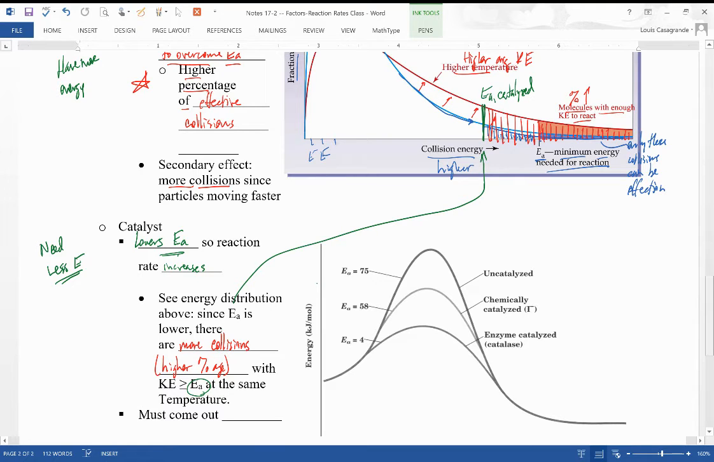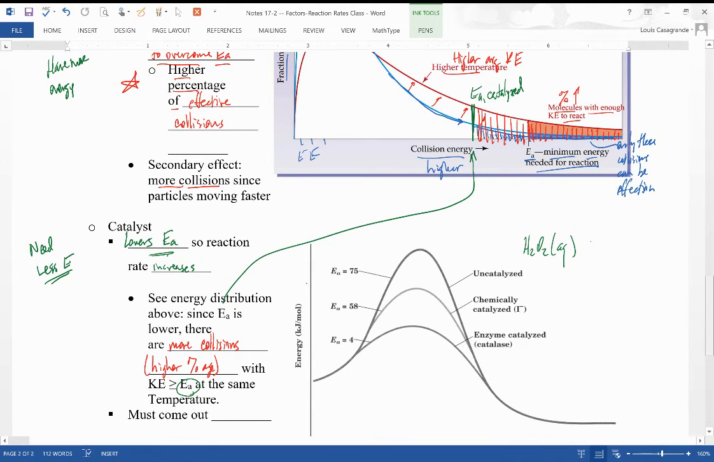This diagram at the right is for the decomposition of hydrogen peroxide. It's an aqueous solution, and we actually saw this reaction in our reactions lab. So hydrogen peroxide decomposes into H2O, which is a liquid, and O2 gas. Uncatalyzed, this has a relatively high activation energy of 75 kilojoules per mole. When we catalyze that reaction using iodide as a catalyst, the activation energy comes down to 58 kilojoules per mole.